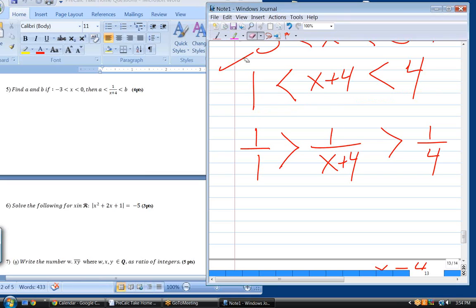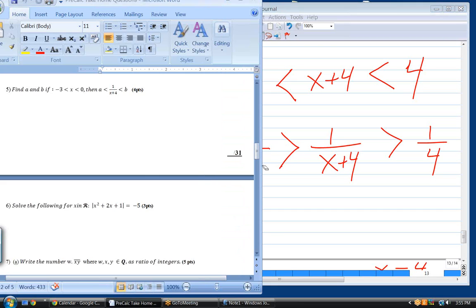You definitely do this. In other words, when you take the reciprocal of all three parts, you change the direction of both signs. It's the same as dividing everything by -1 or multiplying everything by -1. Has the same effect. You have to reverse the sign. All right.